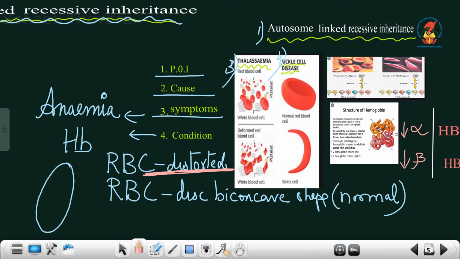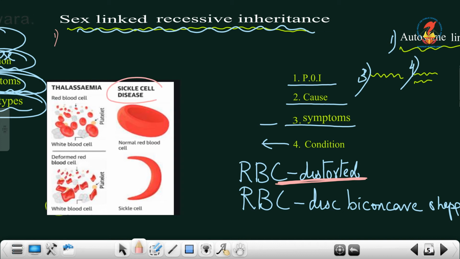See, I've highlighted the shape of the RBC gets distorted. In sickle cell anemia, look at sickle cell anemia. Look at the shape. This is a normal RBC. See, normal RBC.